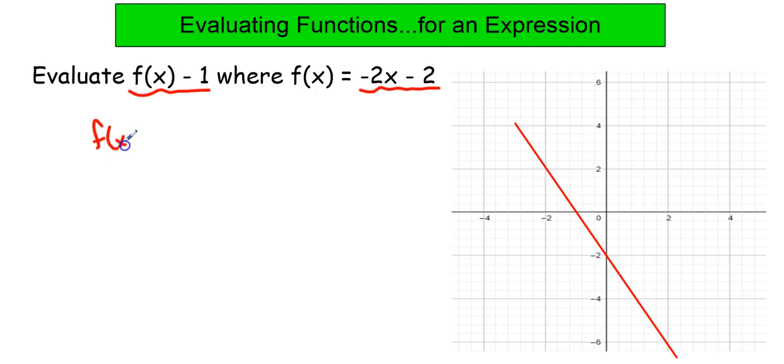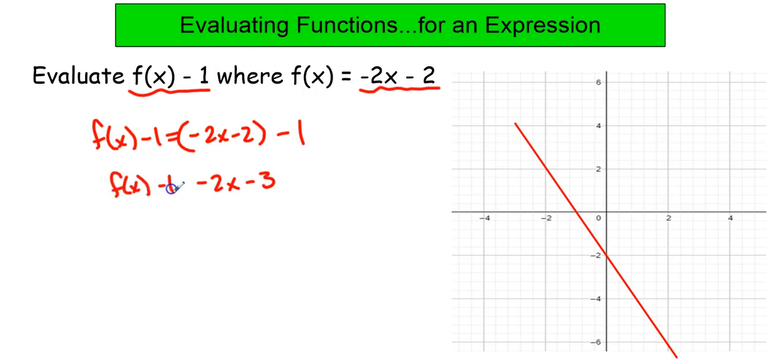It looks something like this. f of x minus 1 equals whatever f of x is, so that's your -2x minus 2, and I always suggest you use parentheses, minus 1. And that's really all there is to it. So from here we want to simplify. We know this is -2x, and I've got a -2 and a -1, so that becomes a -3, and that is f of x minus 1 equals -2x minus 3. So we get a little different function. It's similar, but a little bit different.